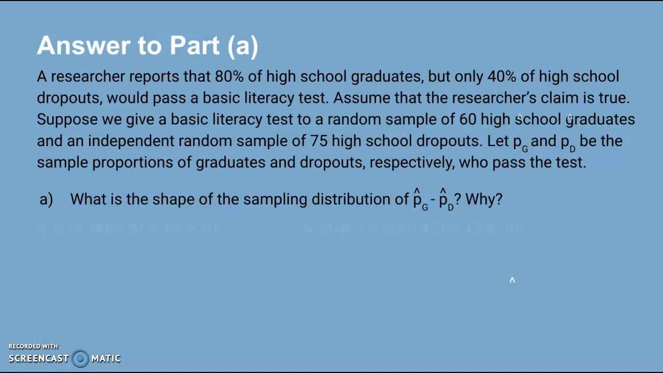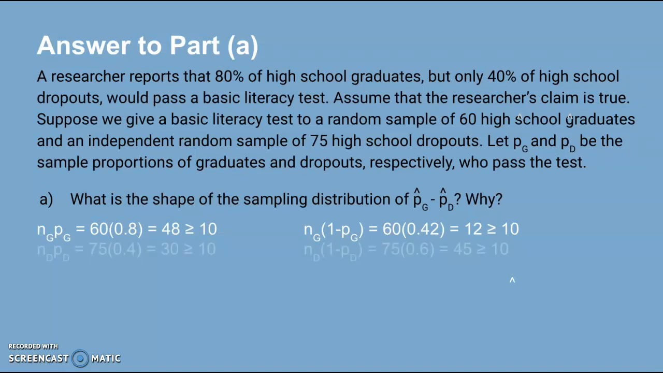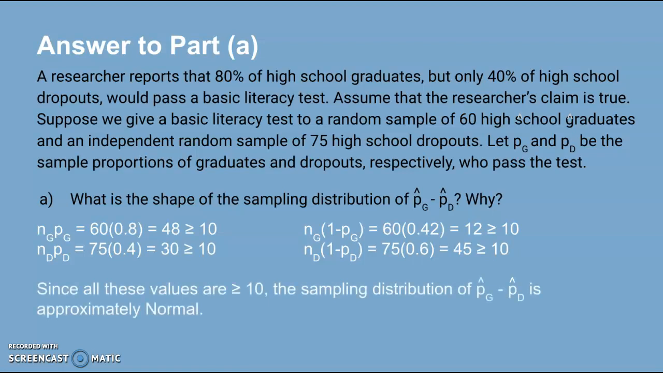Here's the answer to that part. You have to check that n times p for both groups is greater than or equal to 10. And in all four situations here, you get values that are greater than or equal to 10, and therefore the sampling distribution of the difference between these sample proportions is approximately normal.